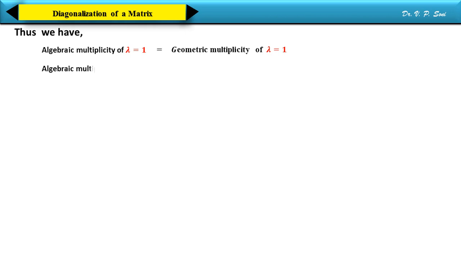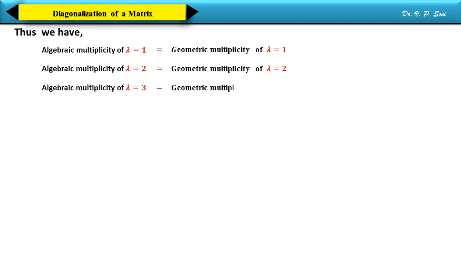Thus we have: first, algebraic multiplicity of lambda equal to 1 equal to geometric multiplicity of lambda equal to 1. Second, algebraic multiplicity of lambda equal to 2 equal to geometric multiplicity of lambda equal to 2. Third, algebraic multiplicity of lambda equal to 3 equal to geometric multiplicity of lambda equal to 3. This means that algebraic multiplicity equals geometric multiplicity for each eigenvalue. Therefore, A is diagonalizable.